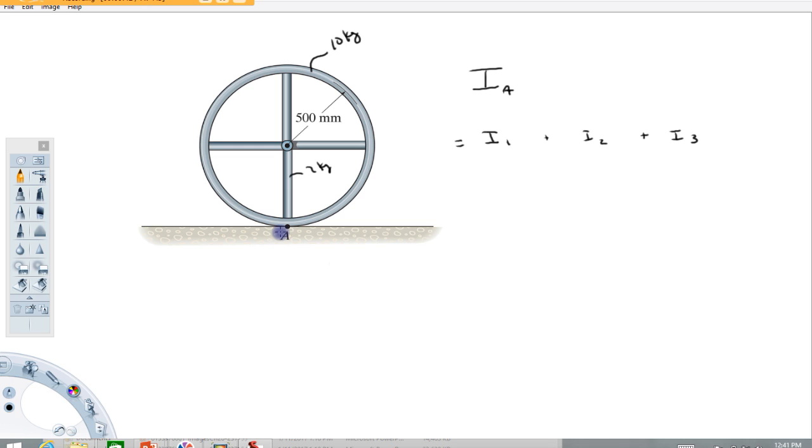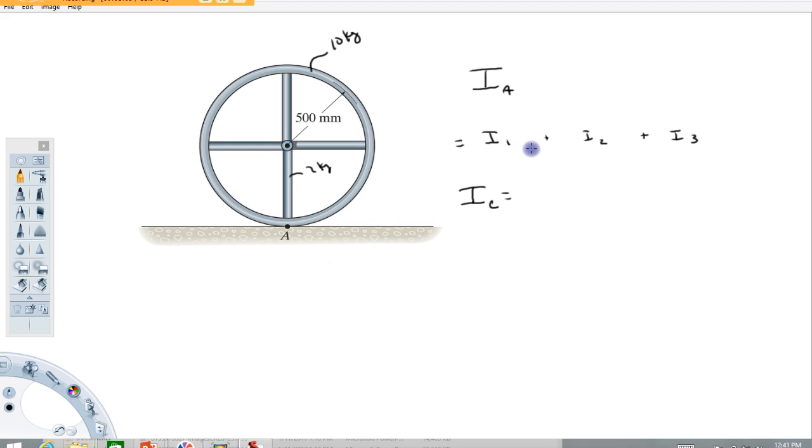Now, there's a couple ways to handle that. I would probably start by calculating the moment of inertia of the system about this point right here, which I'll call C. Then we'll apply the parallel axis theorem. Once we find that moment of inertia, it's pretty easy to shift to point A.